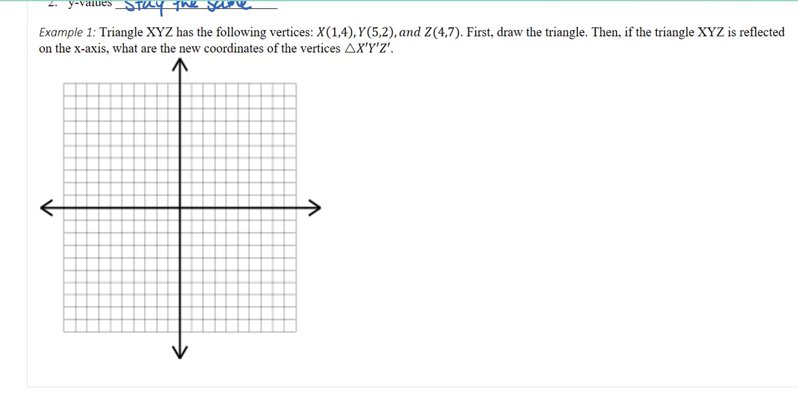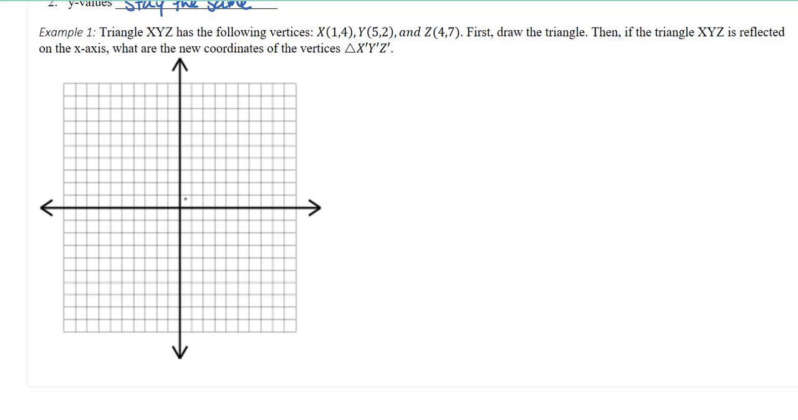So triangle XYZ has the following vertices. We have X, which is (1, 4), Y is (5, 2), Z is (4, 7). First we're going to draw the triangle. Then if the triangle XYZ is reflected on the x-axis, what are the new coordinates of the vertices, triangle X prime, Y prime, Z prime? So let's go ahead and draw the triangle.